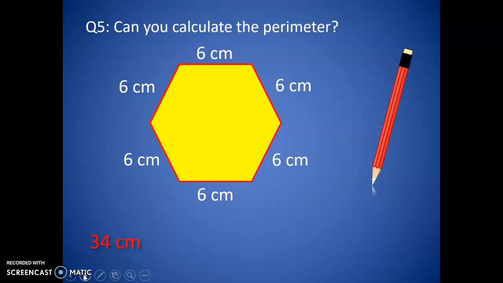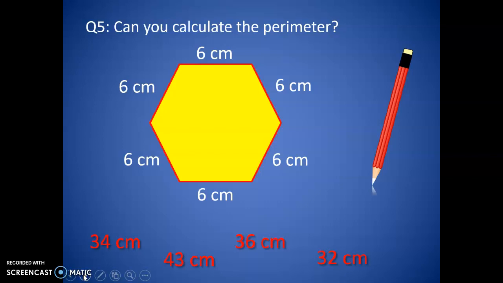Is the perimeter 34? Is the perimeter 43? Is the perimeter 36? Or is the perimeter 32? This time I'm giving you some choices. Which do you think?